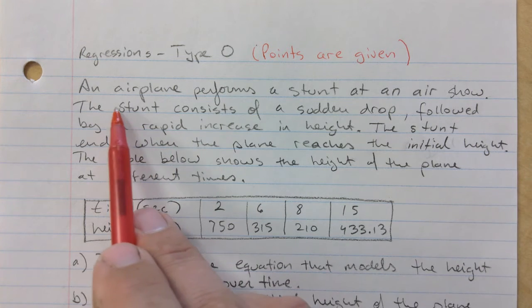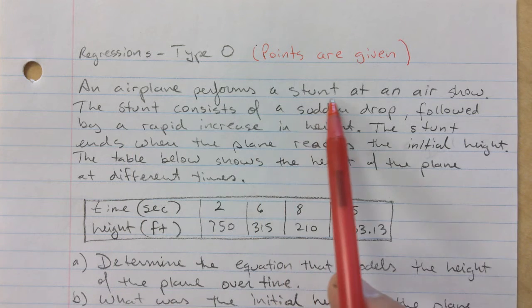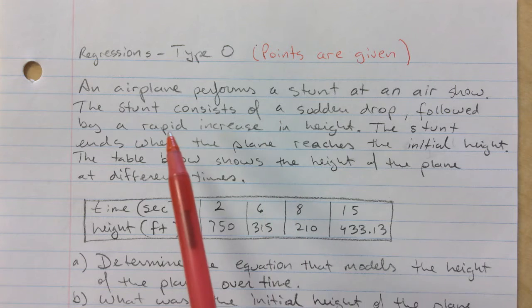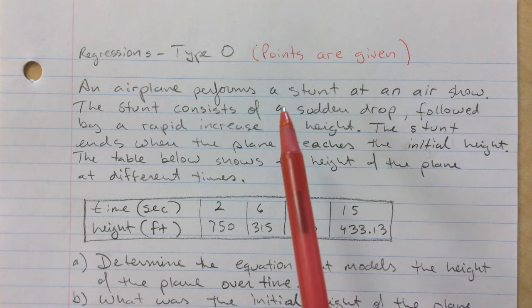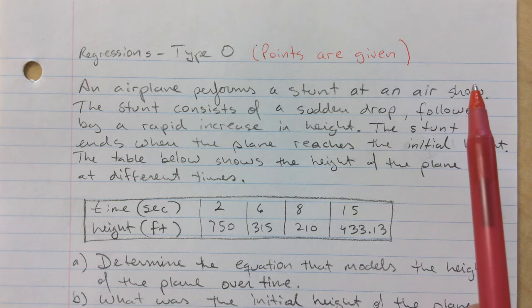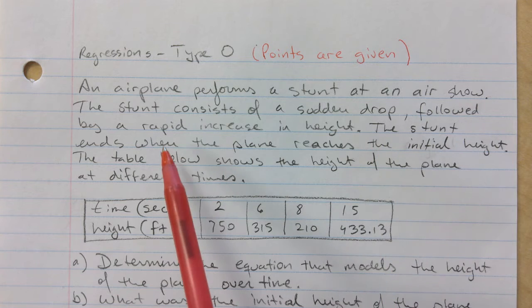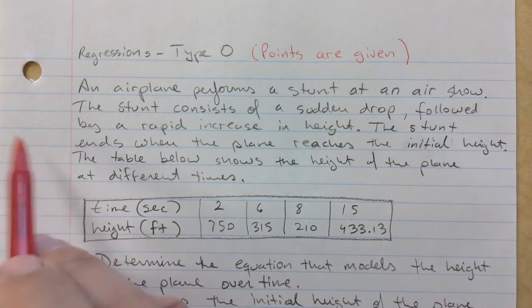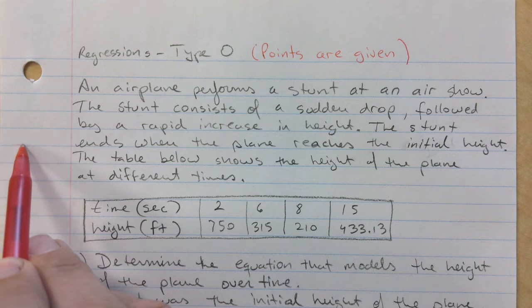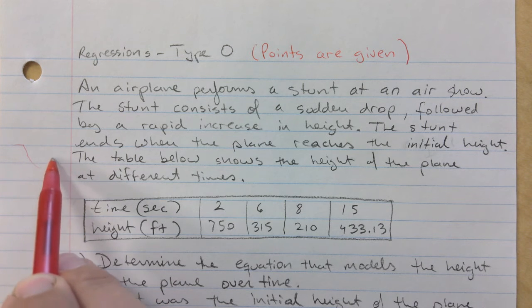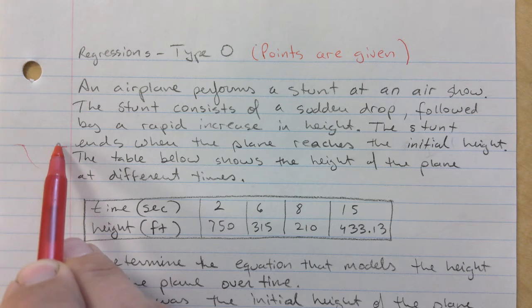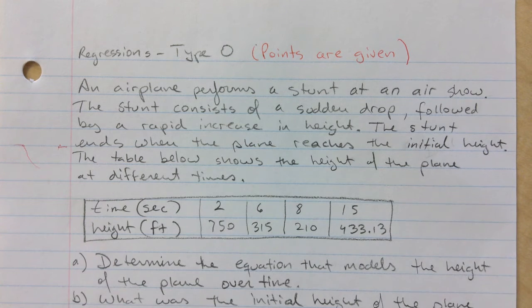So let's read the question. An airplane performs a stunt at an air show. The stunt consists of a sudden drop followed by a rapid increase in height. So it's going down and back up. The stunt ends when the plane reaches the initial height. So you've got to imagine a plane is flying like this, and all of a sudden there's a stunt that does this and then back. So there's the initial height here, and then you come back to that. That's when it ends, okay? So it doesn't go on forever.